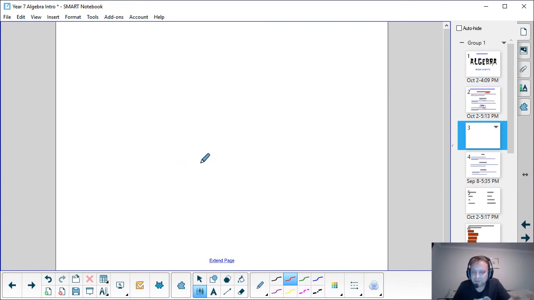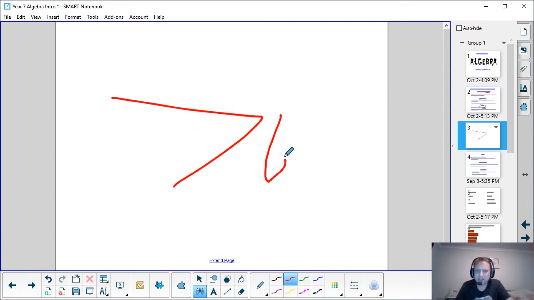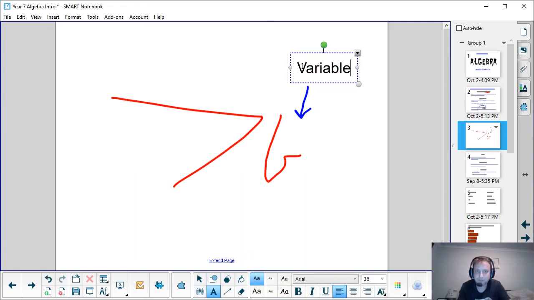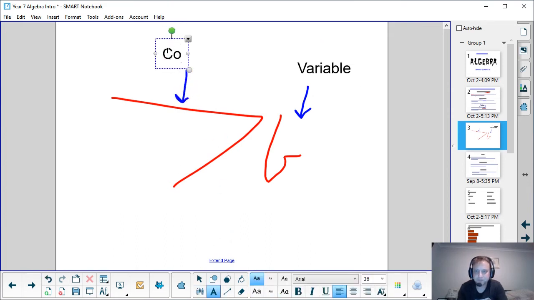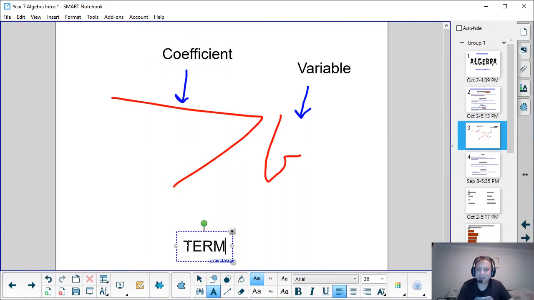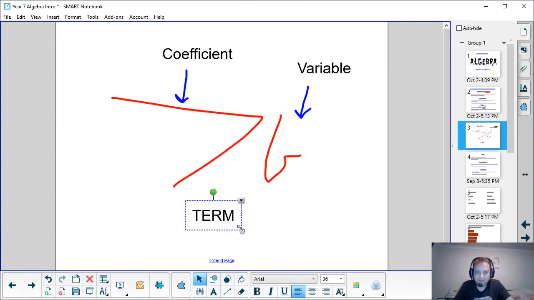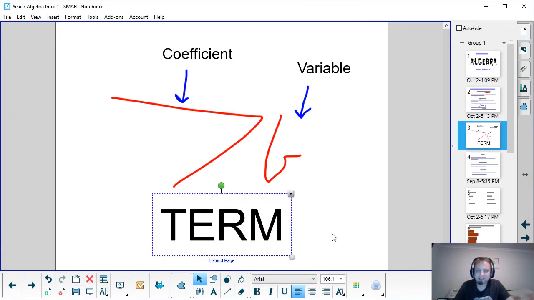If I want to write a term, 7b is a term, right? It's a combination of letters and numbers. This is the variable. And the 7 in front of it is the coefficient, that's the number. And together they make a term. And they're just telling me I have 7 B's, whatever B's. Could be 7 bananas, could be 7 bouncy balls. I have 7 B's, whatever that is, right? This is a term with a coefficient and a variable, and they're your words.